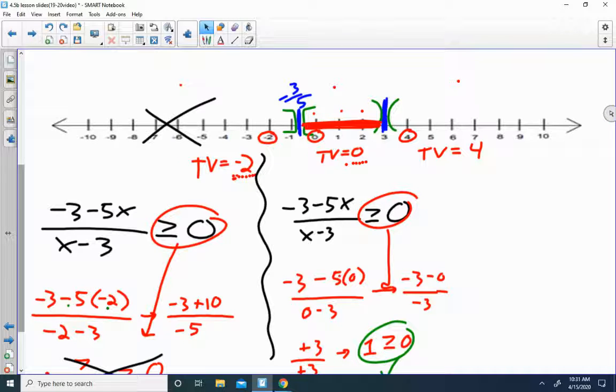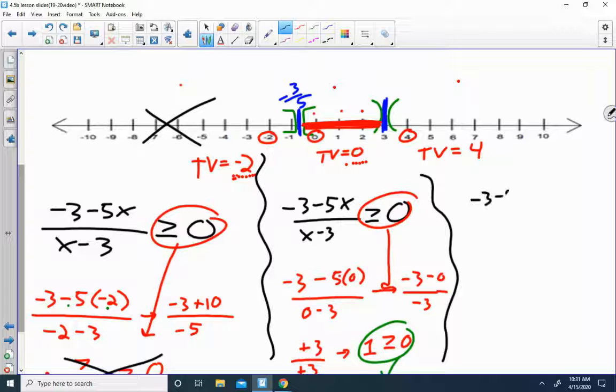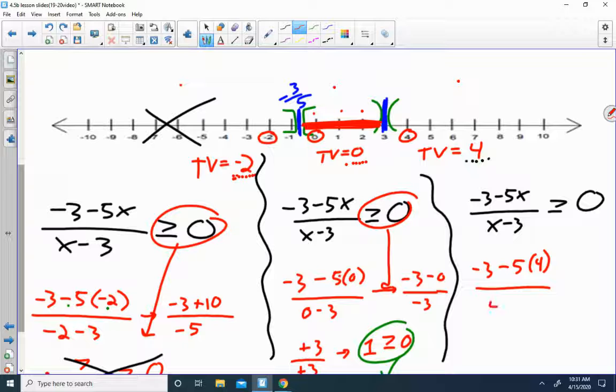And just to double check, we should triple check the third interval just to make sure we didn't make any mistakes. So (-3 - 5x) / (x - 3) ≥ 0. And this time, we'll plug in 4. So let's plug it in. (-3 - 5 × 4) / (4 - 3).